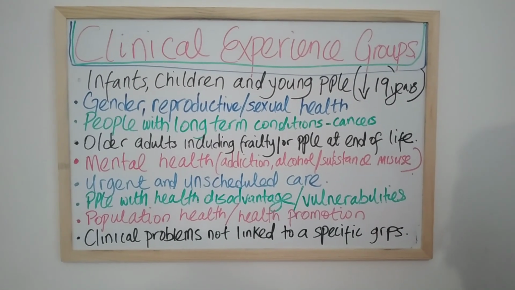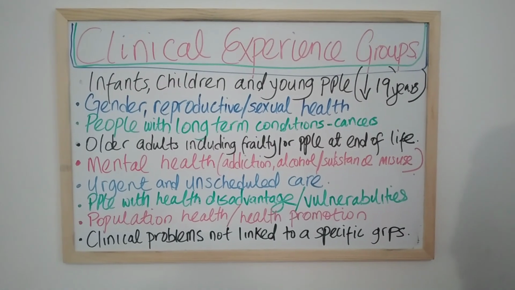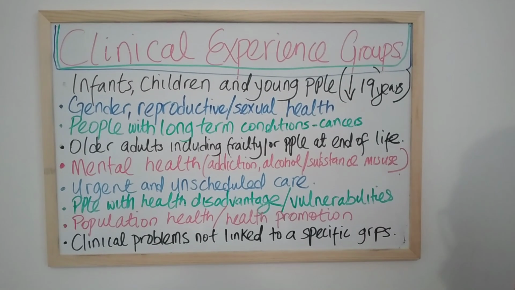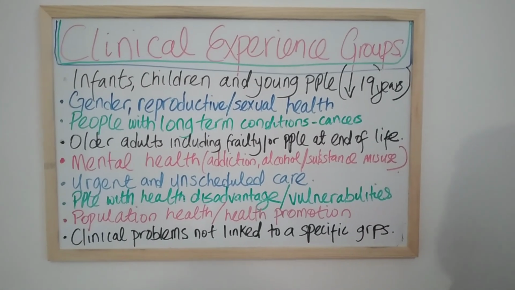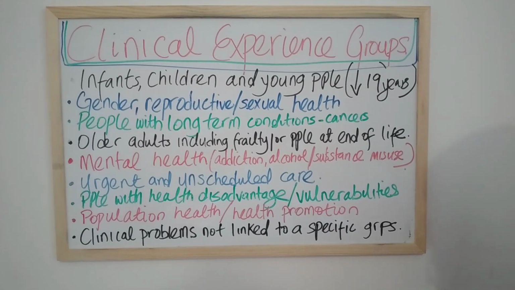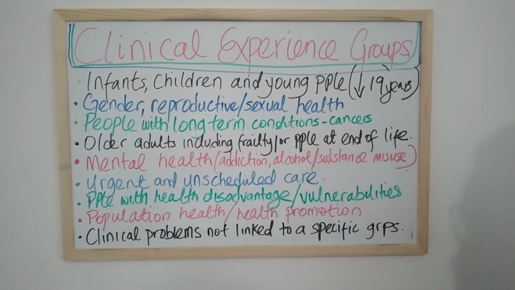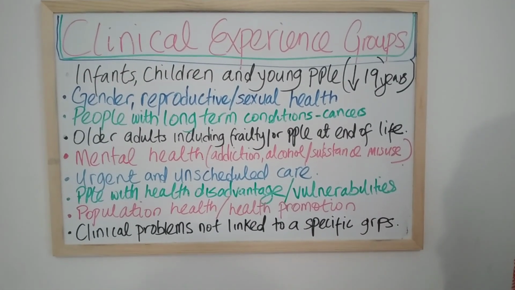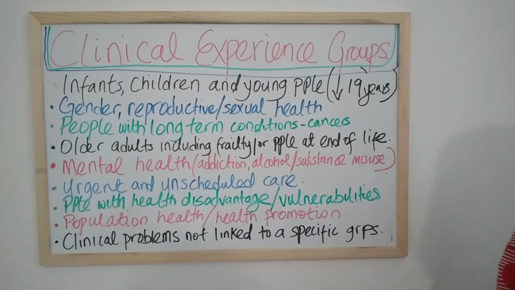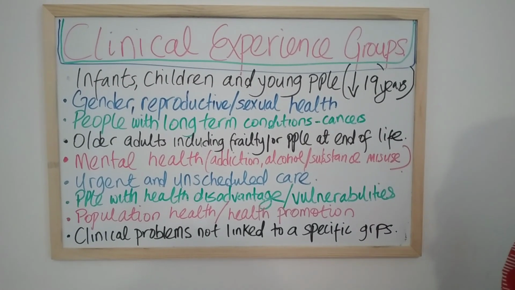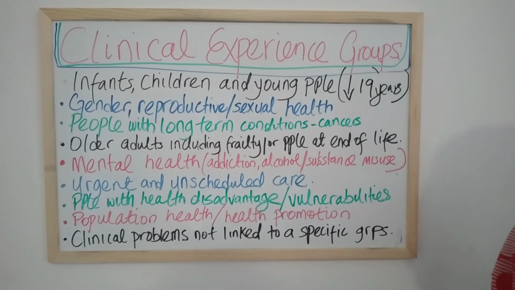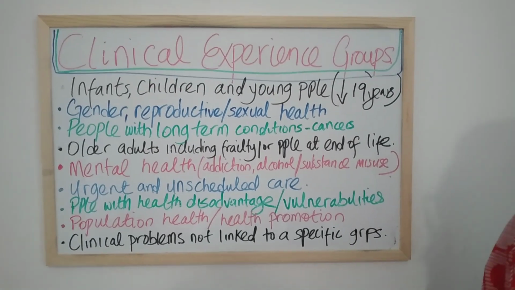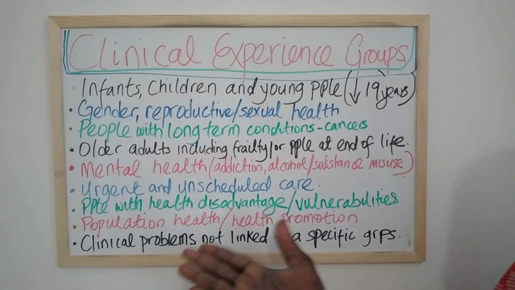People with health disadvantage and vulnerability. It speaks about people that are vulnerable, people that have safeguarding issues. So that's where you put them. Population health and health promotion: in your consultation, if there was any condition that had to do with the population, like COVID for example, or a condition that is affecting everybody, or that is rampant in the population, or quite peculiar to that district, that is where you put them.